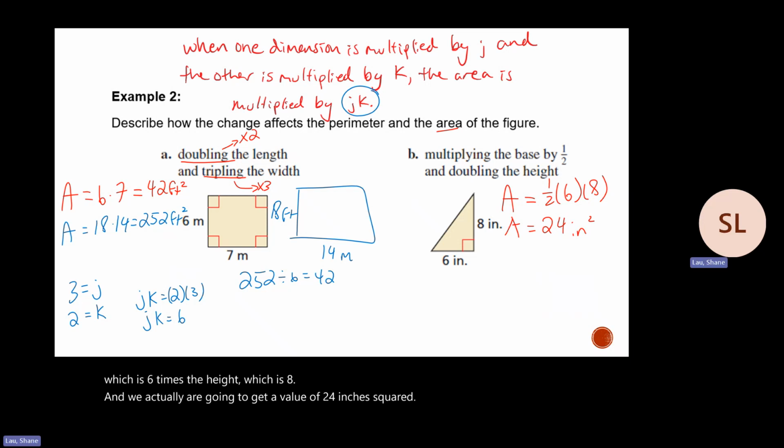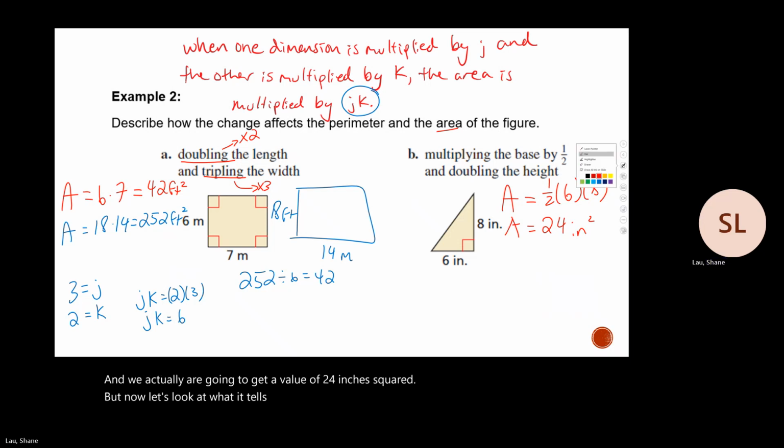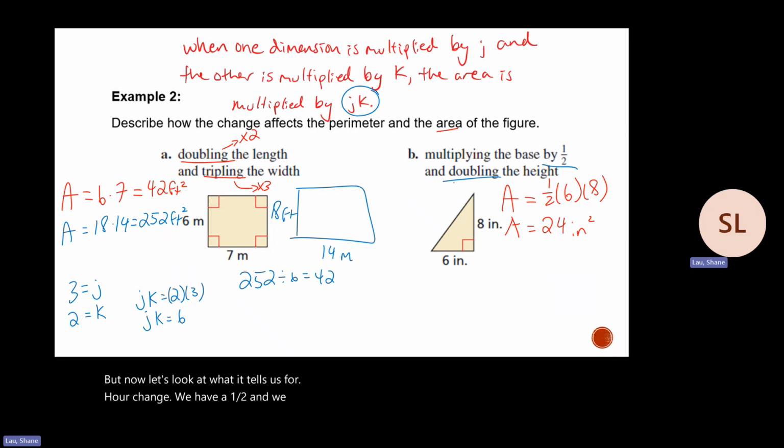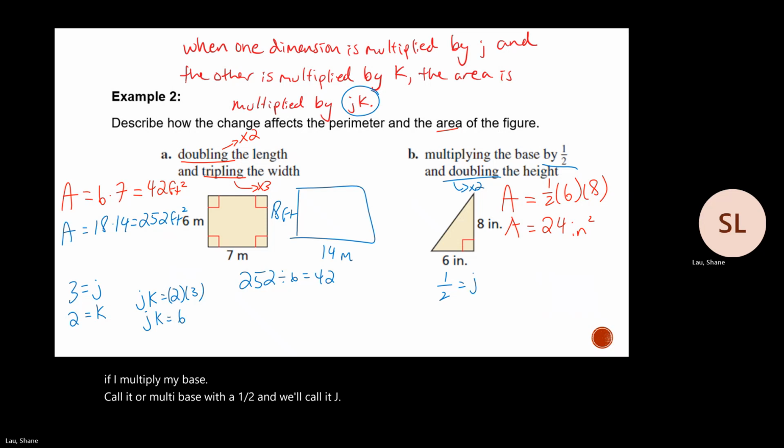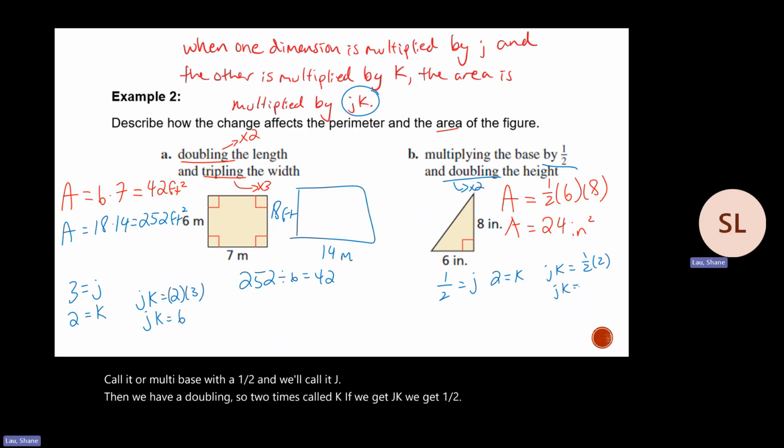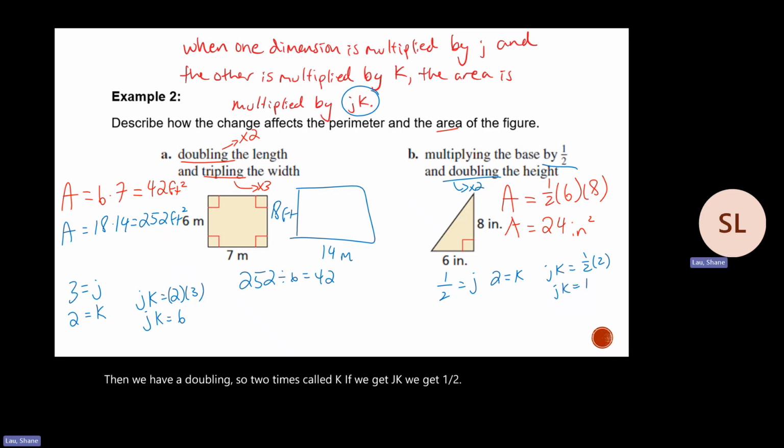But now let's look at what it tells us for our change. We have a 1/2 and we have a doubling. Okay, so double again means times 2. But if I multiply my base with a 1/2, we'll call it j, then we have a doubling, so 2 times, call it k. If we get jk, we get 1/2 times 2, and that would just simplify to 1.